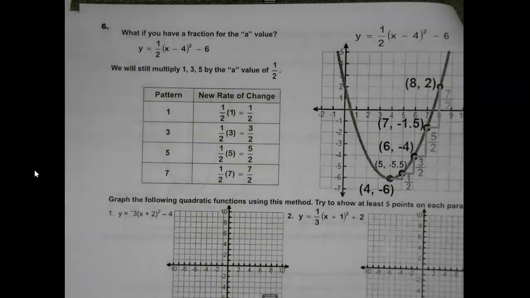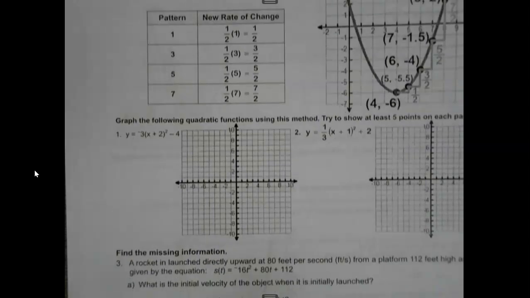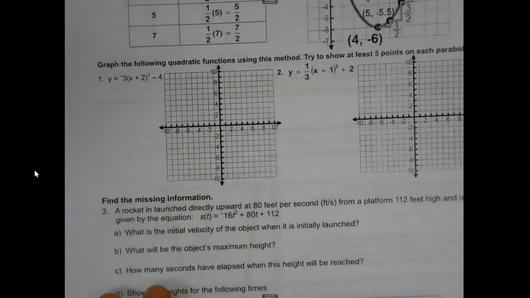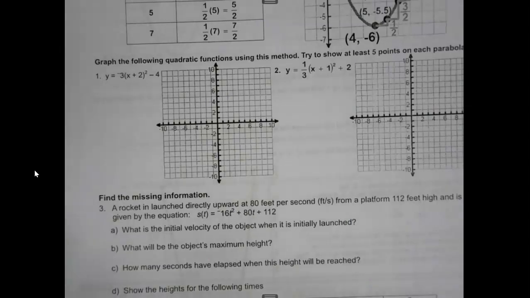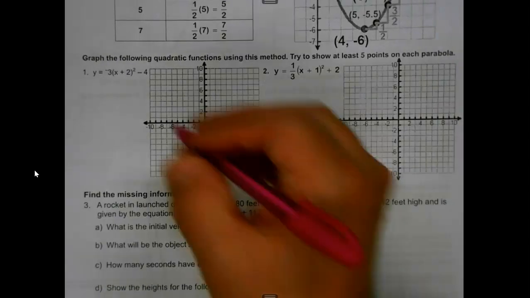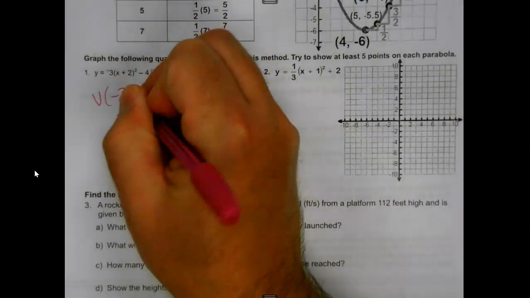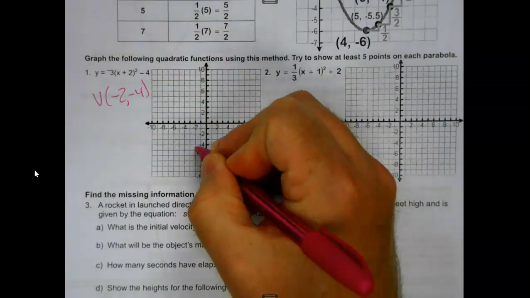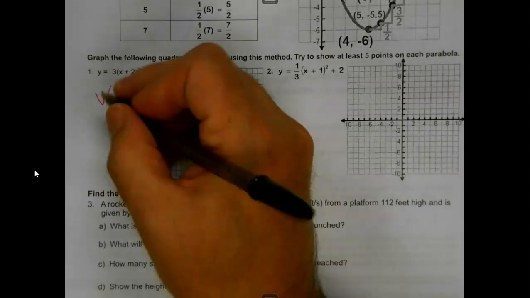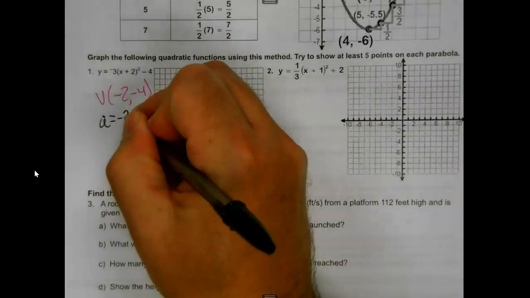So, we're going to do one of these because, again, I don't want to go flying along and just gibber the whole time. I want you to actually see how this works. So, let's try out number 1 here. Where's my vertex for number 1? -2, -4. Okay, so we got the first one there. My A value is -3.